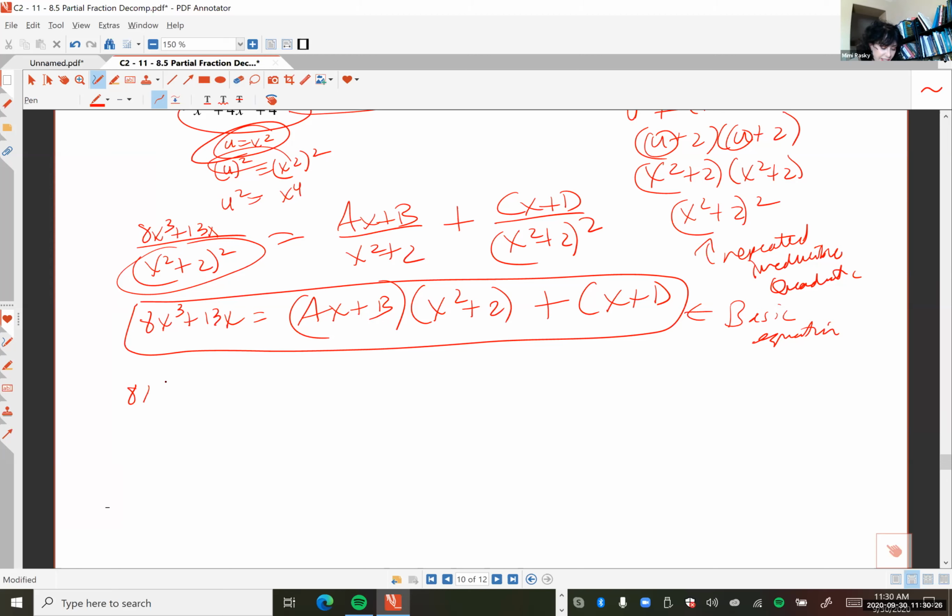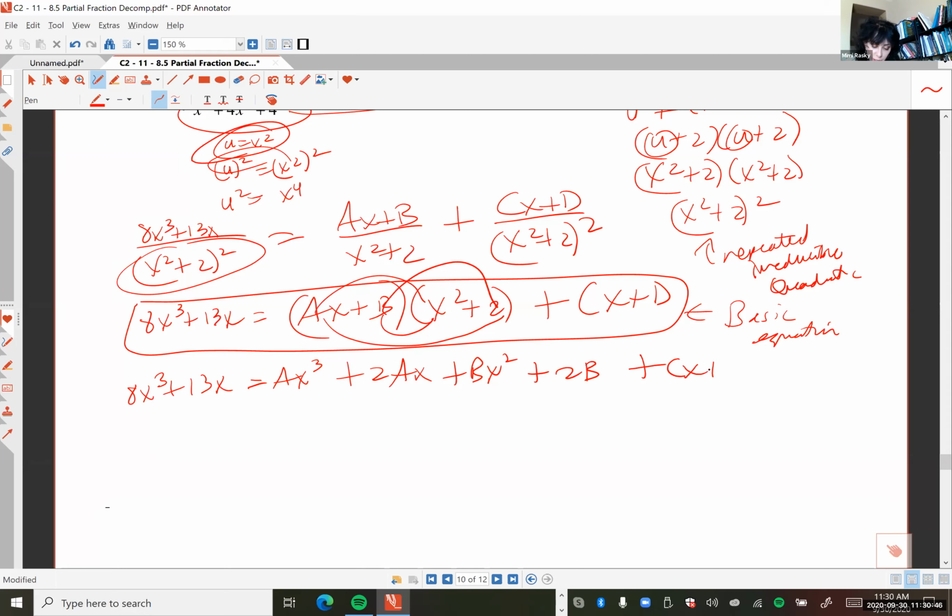So the left-hand side is still this weird polynomial, 8x cubed plus 13x. And now I'm going to FOIL. So ax times x squared, that's ax cubed. Ax times 2, that's 2ax. B times x squared, that's just bx squared. Plus b times 2, that's 2b. And then I still have cx plus d.